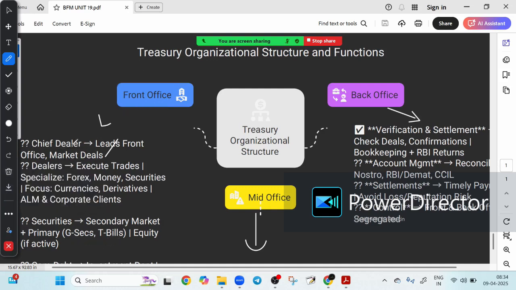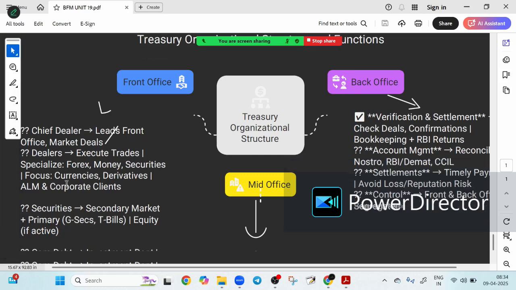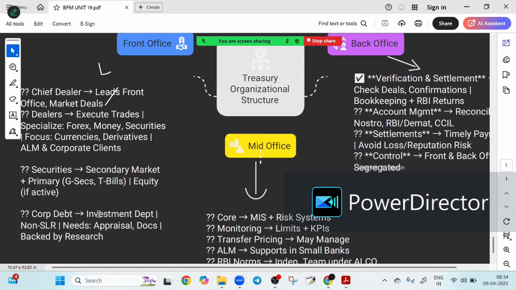So again, I'm repeating, the chief dealer leads the team. This team is in charge of the chief dealer, and they cater to both corporate clients and handle ALM. They also manage the secondary market, like government security and treasury bill. On the corporate side, they also handle investment proposals backed by thorough research. Chief dealer, Forex, money, security, this you must remember.